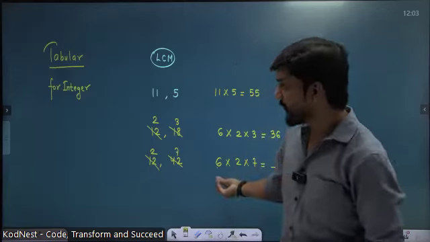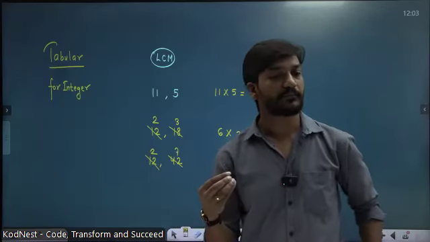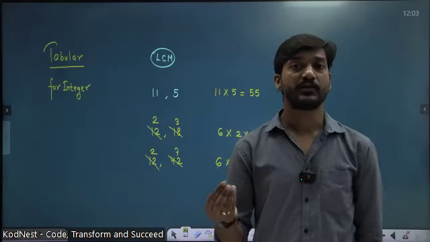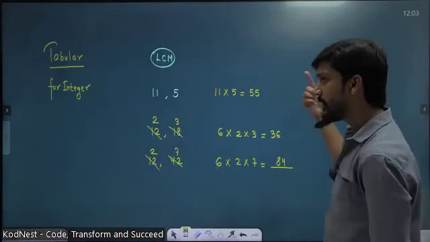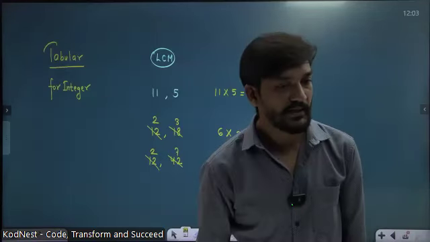This is what has to be done for LCM. The rest of this will continue in the next session. Other sessions will cover decimals, fractions, and numbers like 2 square, 3 power 4, 5 power 7. In that case, how we will do it, we'll see next.